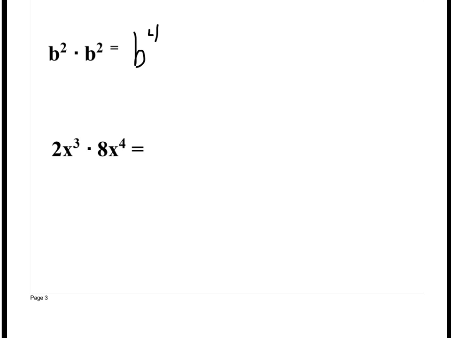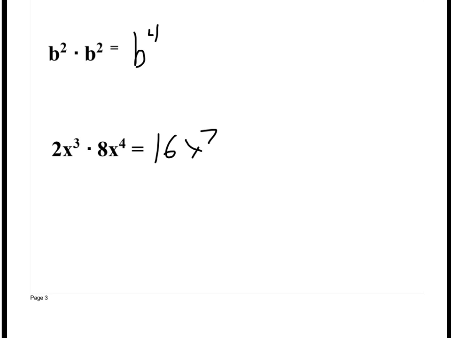2x cubed times 8x to the 4th. What I do is I multiply everything I can. I can multiply 2 and 8, so I combine those. That's 16. Then I multiply the bases, x cubed and x to the 4th. That leaves me an x. x does not change, and I add the exponents. When I multiply bases, I add the exponents. So this is 16x to the 7th.